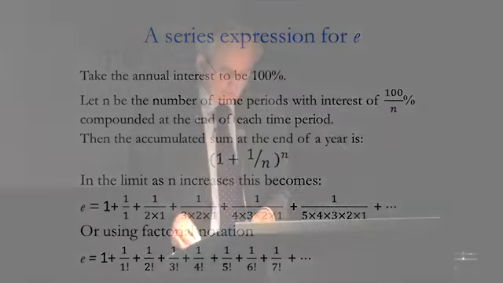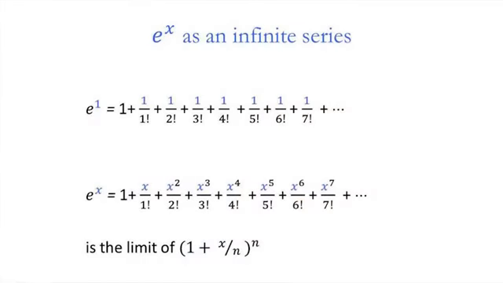And we can do the same for an interest rate of x, or x over 100, rather than an interest rate of 100% that I did there. And the difference that makes is e to the x now as an infinite series, and that's going to play a major part in the story I'm going to be telling at the end. Here we've got e to the 1, and I've put the ones that are going to change into x here in blue.